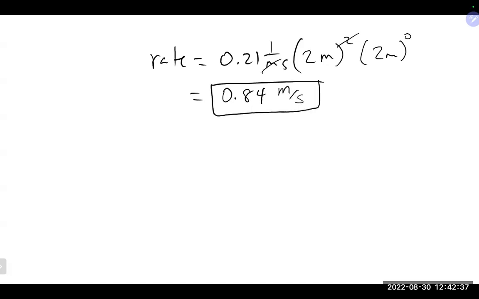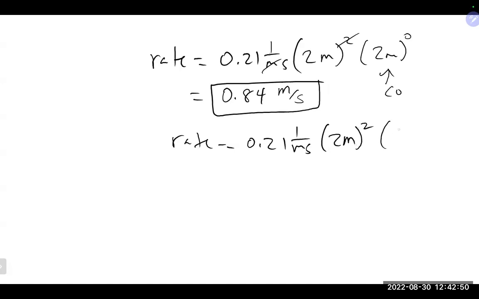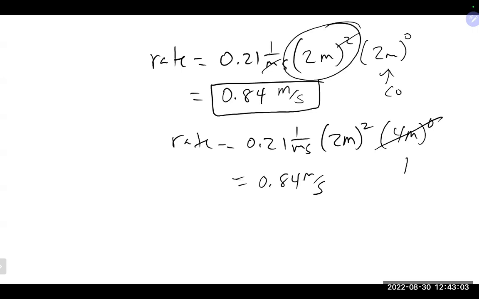Now to your question, this is the CO. So if we doubled the CO in this reaction, we would end up with the rate equal to 0.21 times, still leaving the first one at 2 molar, and we doubled this one to 4 molar. Once again, this is going to be 1, right? Which means we will end up with the exact same rate. It's not going to change it at all. So you would definitely, in this particular example, have to change the NO2 if you want to speed it up or slow it down.